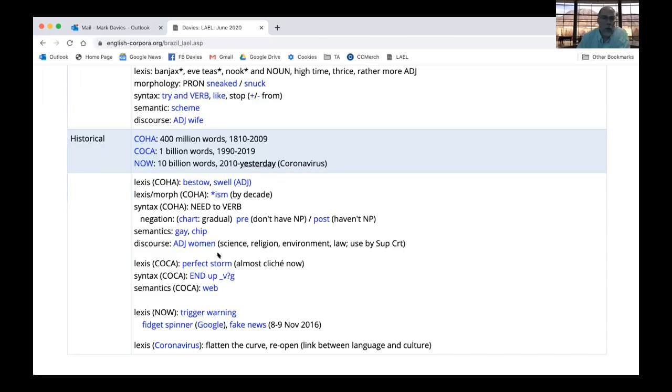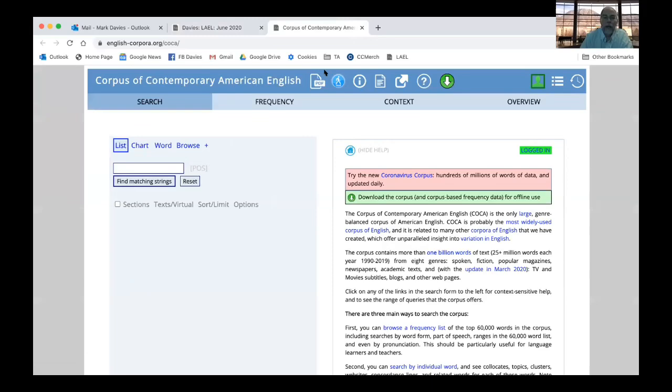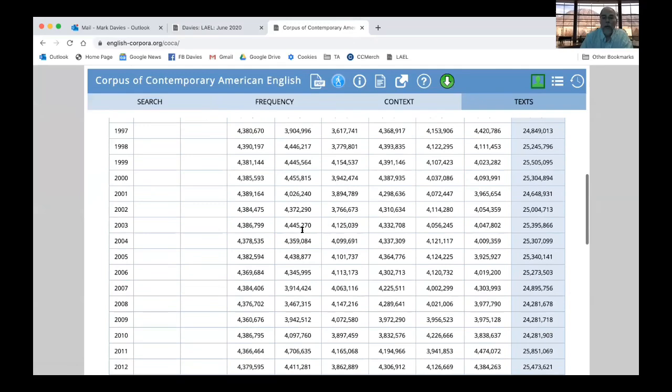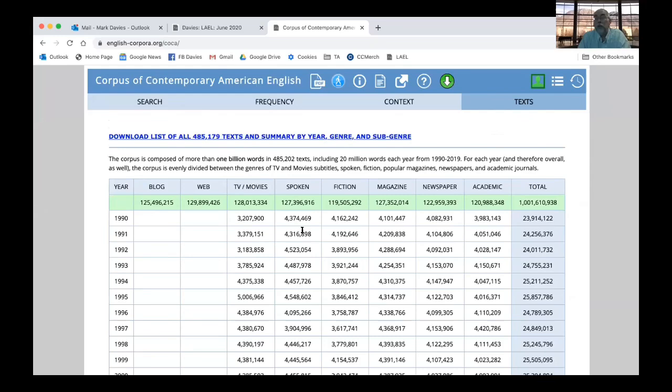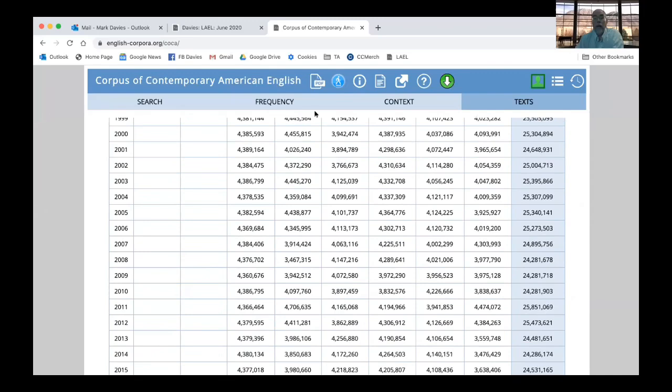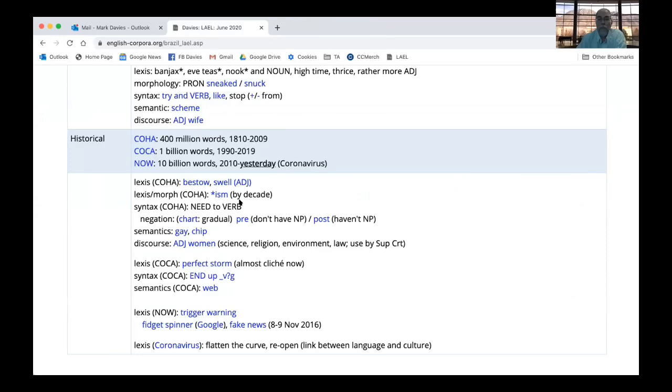If we're interested in much more recent change, then we might want to use COCA, because COCA, in addition to allowing us to look at different genres, also allows us to look at historical change since 1990, from 1990 to 2019. And this is because COCA has almost exactly the same genre balance year by year. This is really the only large corpus of English that maintains the same genre balance every single year over the last 20, 30 years. And so we're comparing apples to apples when we compare one year to the next.